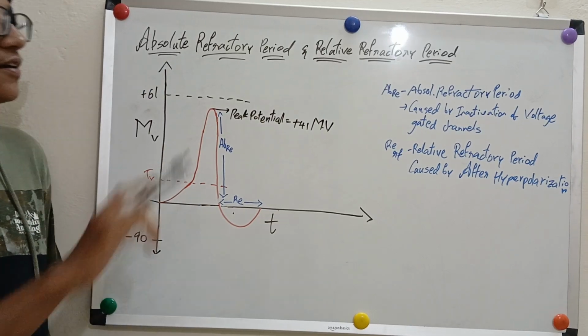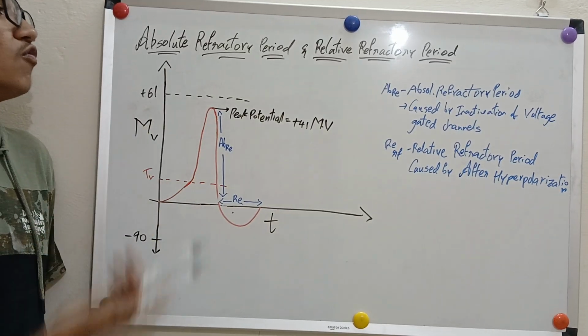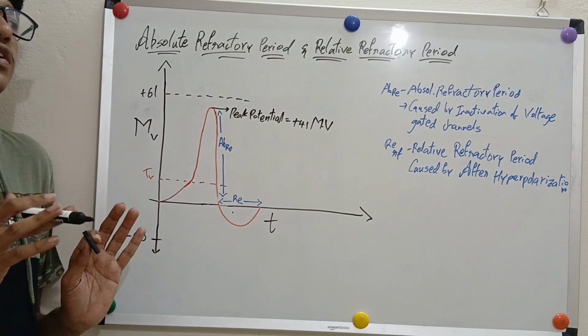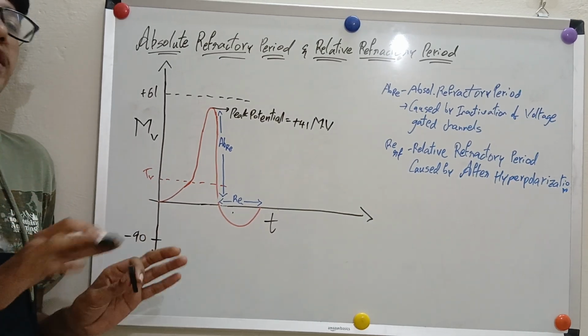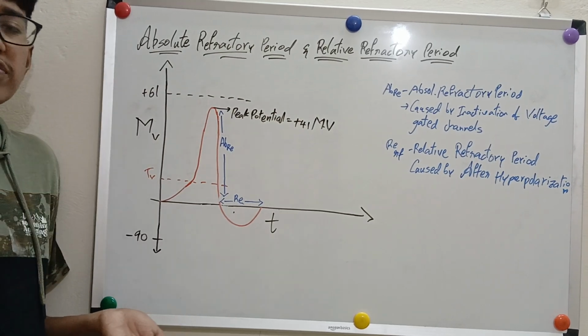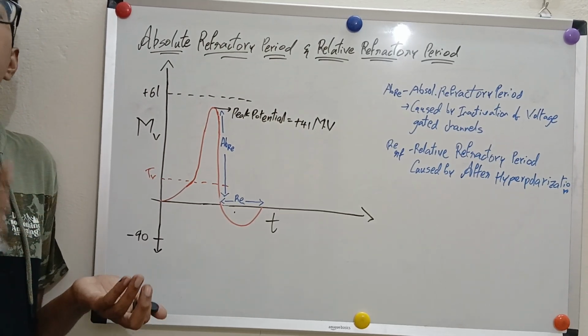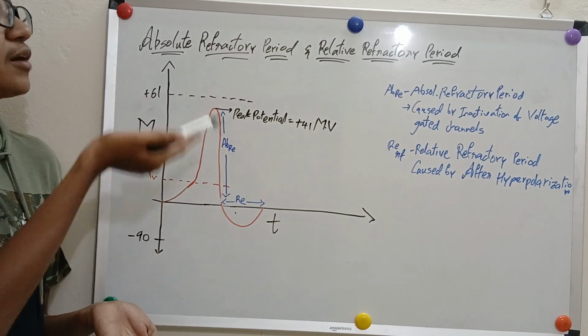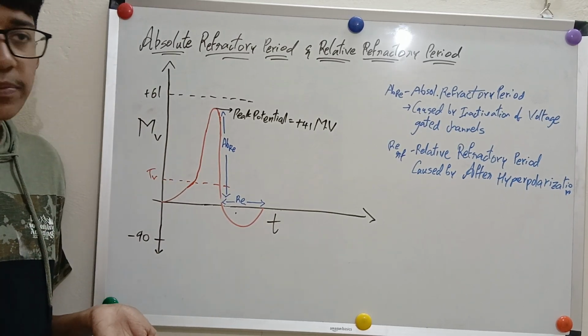Absolute refractory period and relative refractory period. When we say anything is refractory, it means it doesn't respond to a stimulus. When we say a cell is refractory, it means the cell doesn't respond to the stimulus; we say the cell is refractory to the stimulus. So how do we define absolute refractory period and relative refractory period?